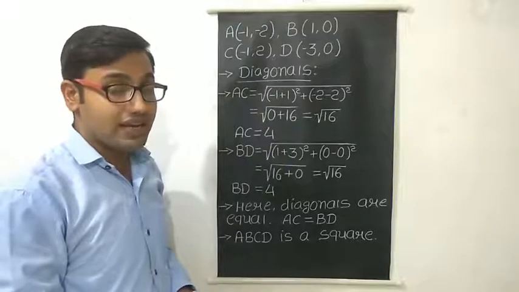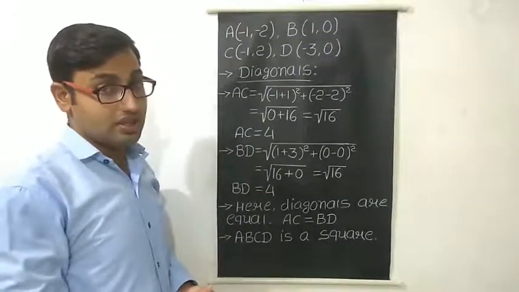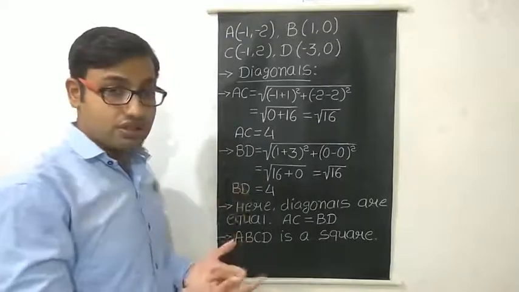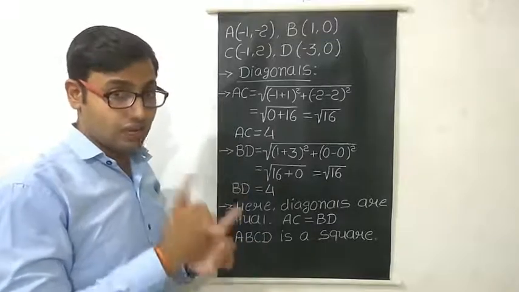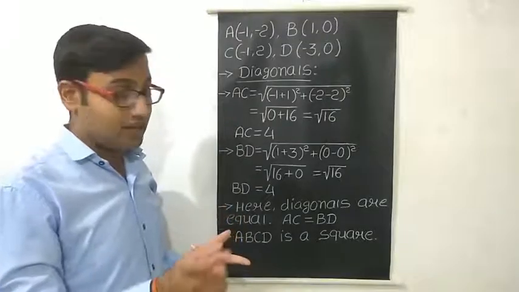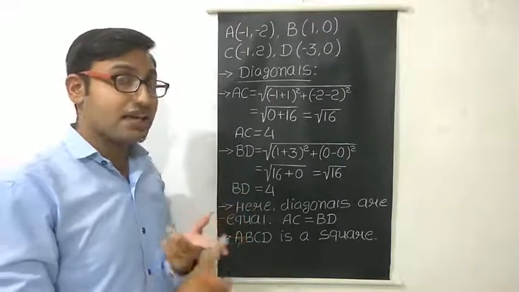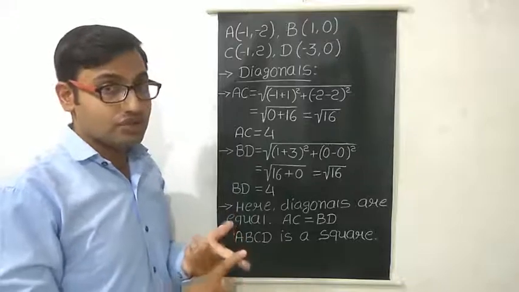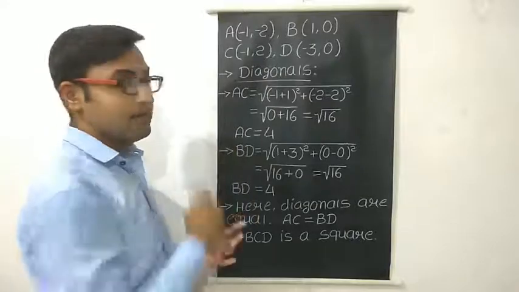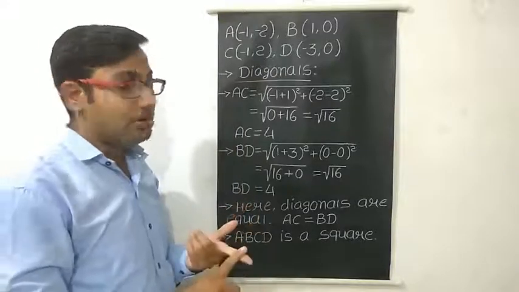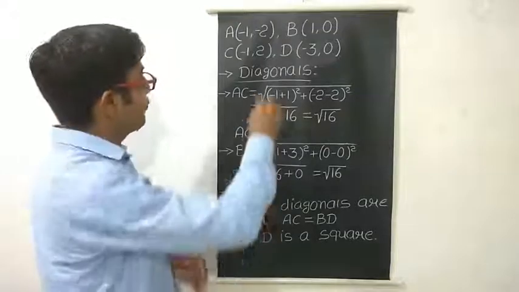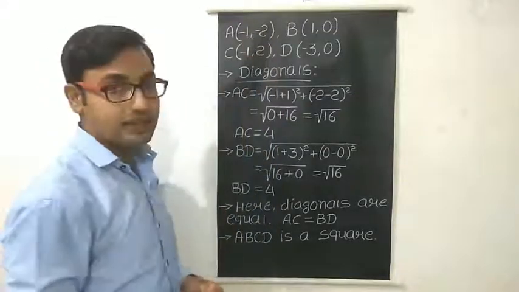Now how can you decide which will be the diagonal? Here we have found all the distances AB, BC, CD and DA, and all are equal. That means AB, BC, CD and DA, all four, are the sides. They must be the sides. So now what will remain? AC and BD. AC will be the first diagonal and BD will be the second diagonal. So first of all, find out AC.